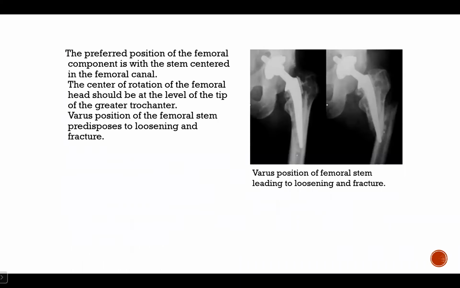The proper position of the femoral component is with the stem centered in the femoral canal. The center of rotation of the femoral head should be at the level of the tip of the greater trochanter. Varus position of the femoral stem predisposes to loosening and fracture, as we are seeing in these radiographs.